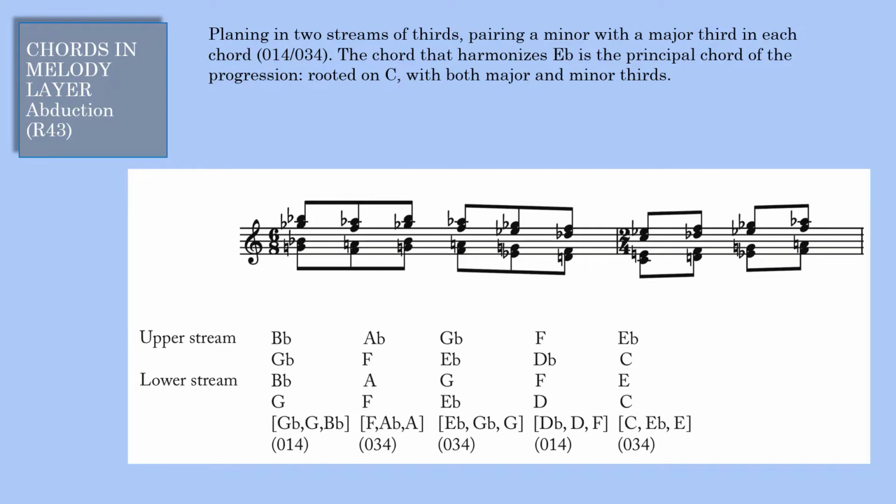The chord that harmonizes E-flat is the principal chord of the progression. Rooted on C with both major and minor thirds, the fifth is implied, not present. The simultaneous presence of C-oriented music and E-flat-oriented music is typical of both augurs and abduction.